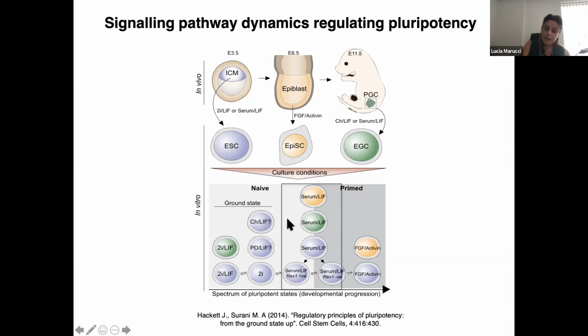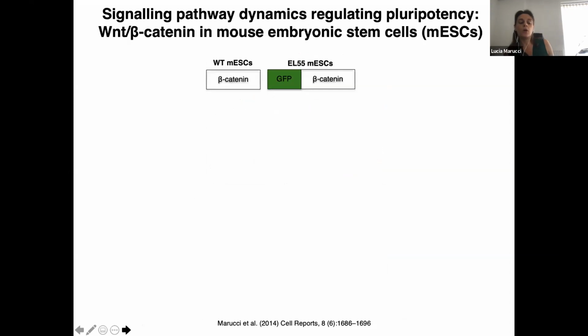Serum plus LIF is a medium which keeps them between a more naive and a more primed for differentiation stage. While 2i plus LIF, I will show you experiments and models of cells cultured in 2i plus LIF, is a more recently proposed medium which is supposed to keep them more in a ground state of pluripotency. So a few years ago now, we started to look at beta-catenin, which is a key regulator of pluripotency.